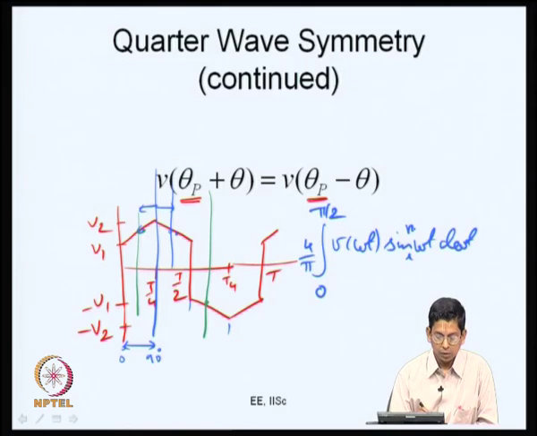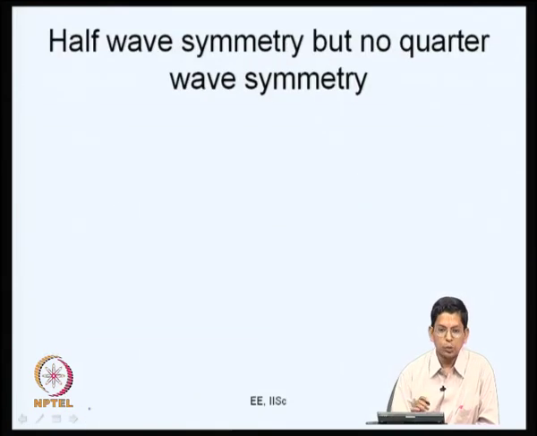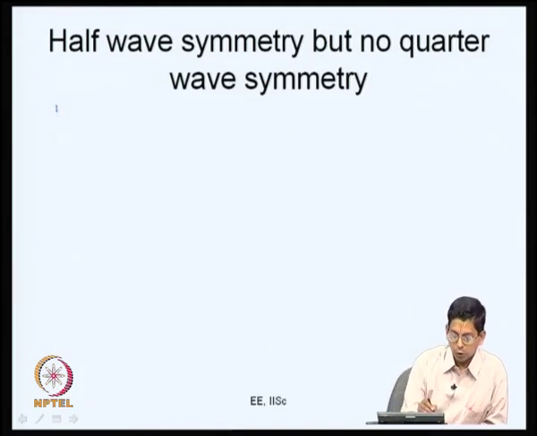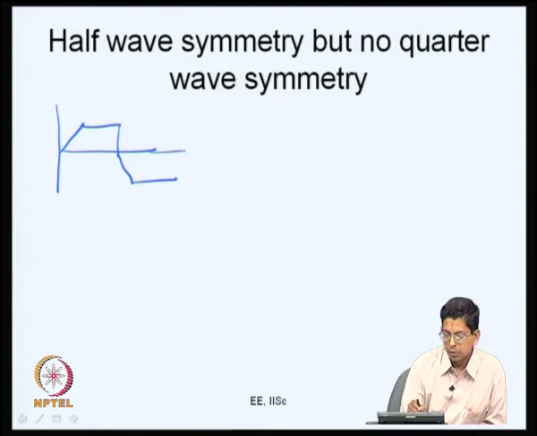Then what could be the other one, like what are the significances of what we have been talking about now. What you can say is, in a waveform that lacks quarter wave symmetry, or maybe we should first look at some examples where you have half wave symmetry, but no quarter wave symmetry. Of course, one of the examples I had already constructed. This is a waveform which has half wave symmetry, but no quarter wave symmetry.